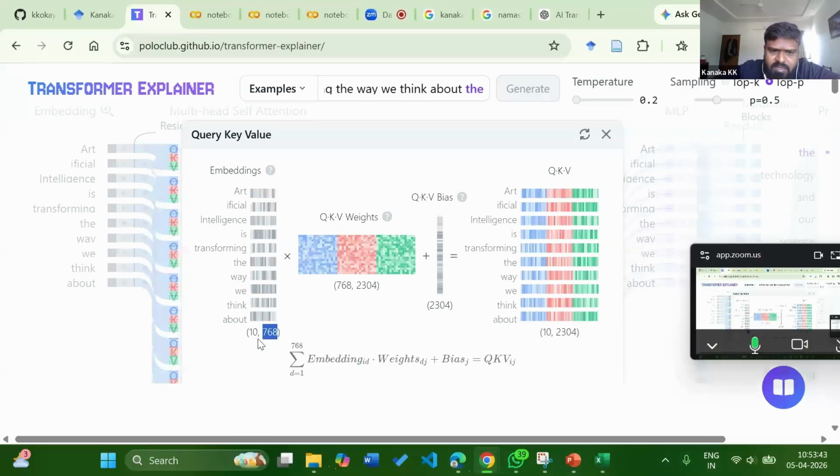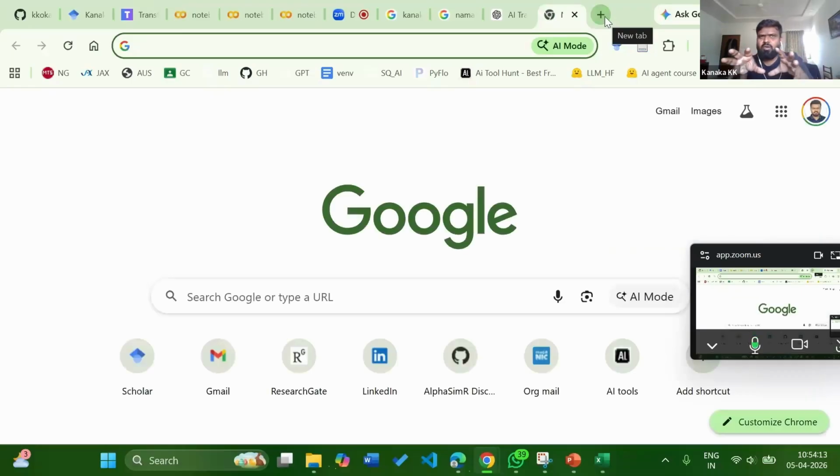This is about how this matrix came. If this is clear to you, we can move on to multiplication with the QKV. There are three matrices. Q stands for query matrix, K stands for key, and V stands for value. Query, key, value. Before understanding the QKV matrices, we will understand what is the logic behind query, key, and value.